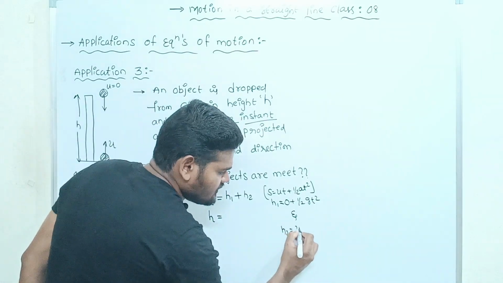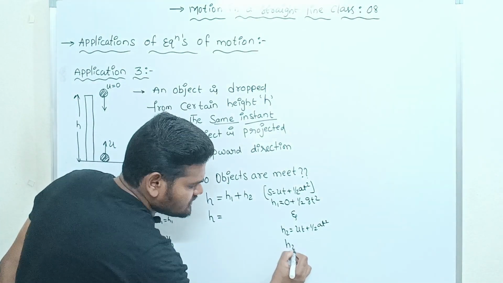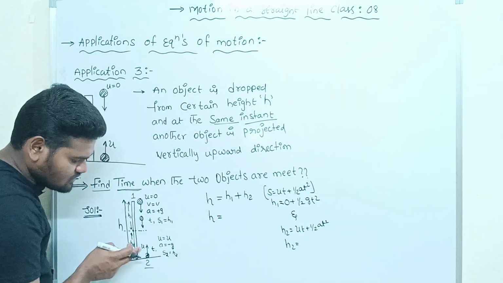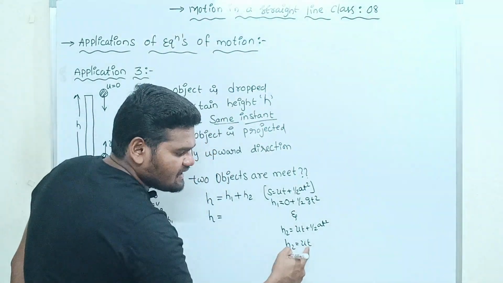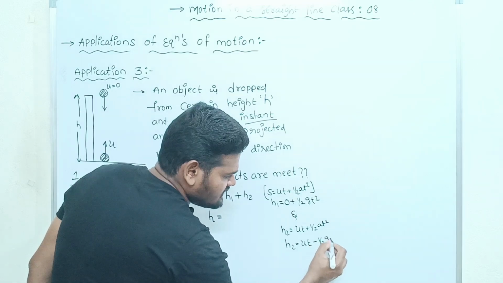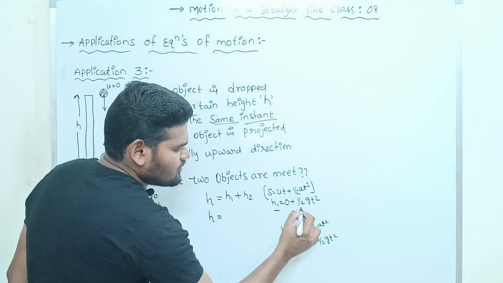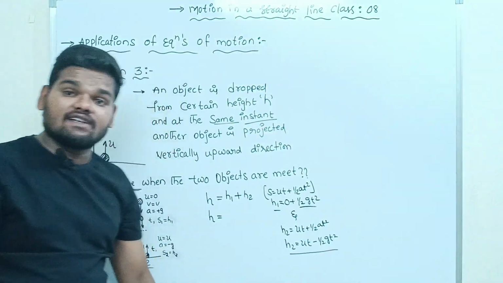And in case of the second body, h2 is equal to ut plus half at square. Here the initial velocity of the object is u, the instant of time t is the same, and the acceleration due to gravity is minus. So h1 is equal to half gt square, and h2 is equal to ut minus half gt square.